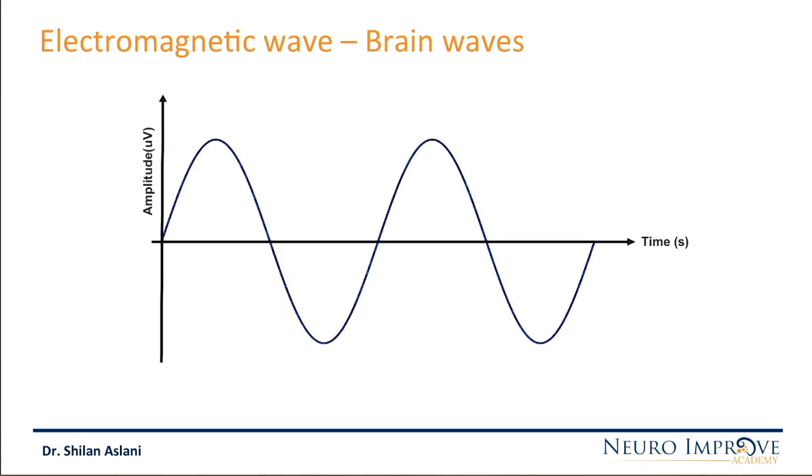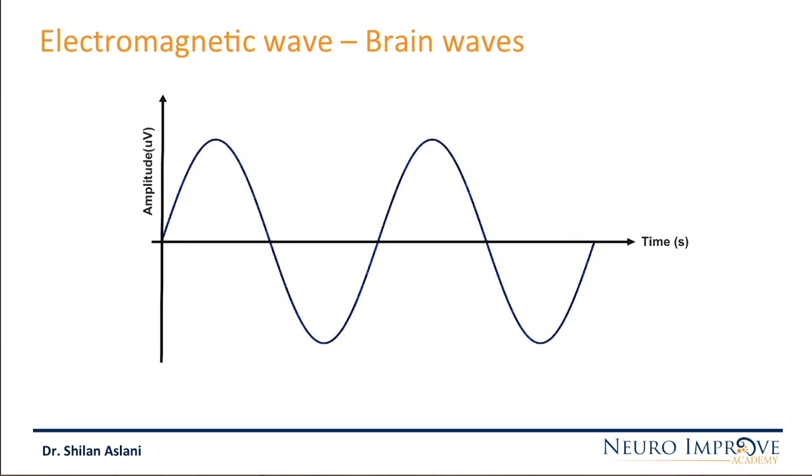Neurons are the most important brain cells that function to generate and transmit information. They are electrically excitable cells, so they are able to produce electromagnetic waves. What is an electromagnetic wave? First, let's see what a simple wave is.